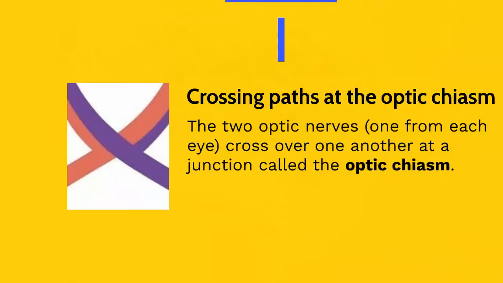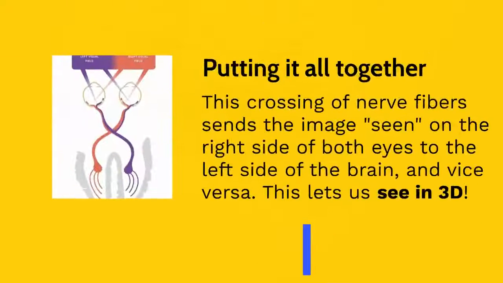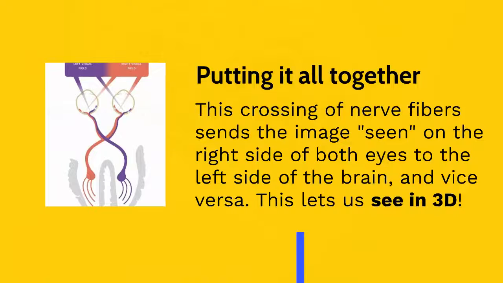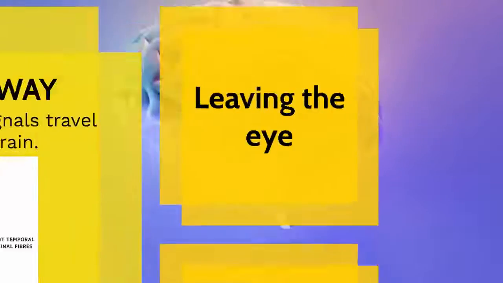Crossing paths at the optic chiasm. The two optic nerves, one from each eye, cross over one another at a junction called the optic chiasm. Putting it all together, this crossing of nerve fibers sends the image seen on the right side of both eyes to the left side of the brain, and vice versa. This lets us see in 3D.